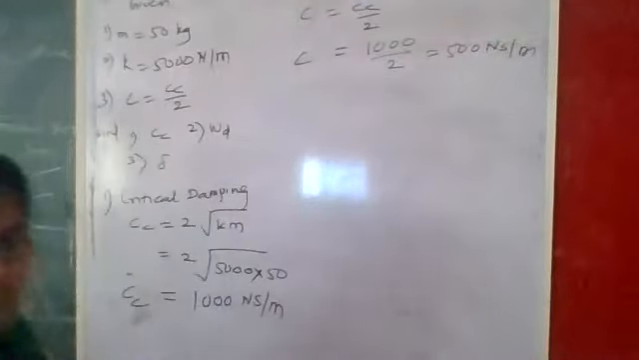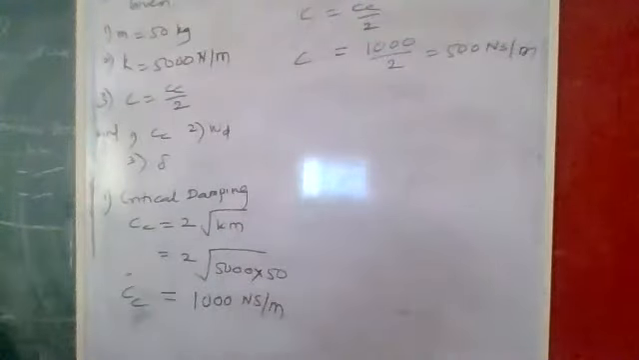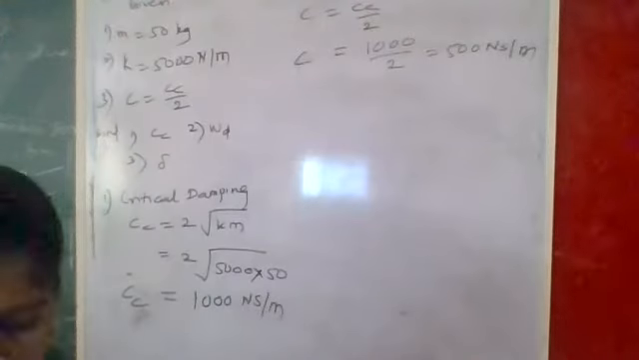Okay, do all of you understand? They have given the criteria: C is equal to Cc by 2.